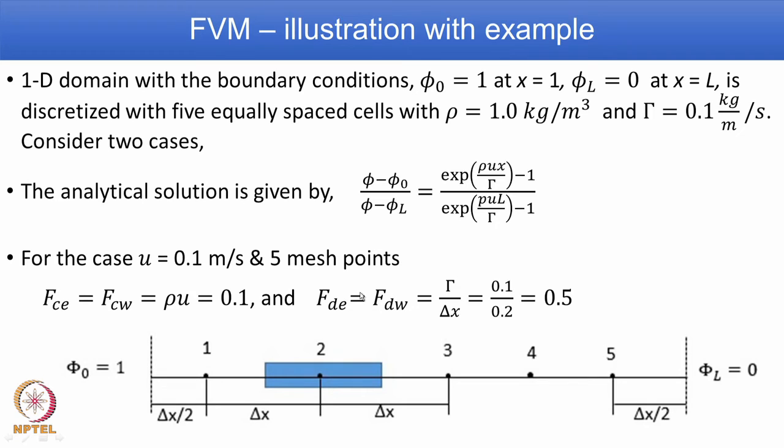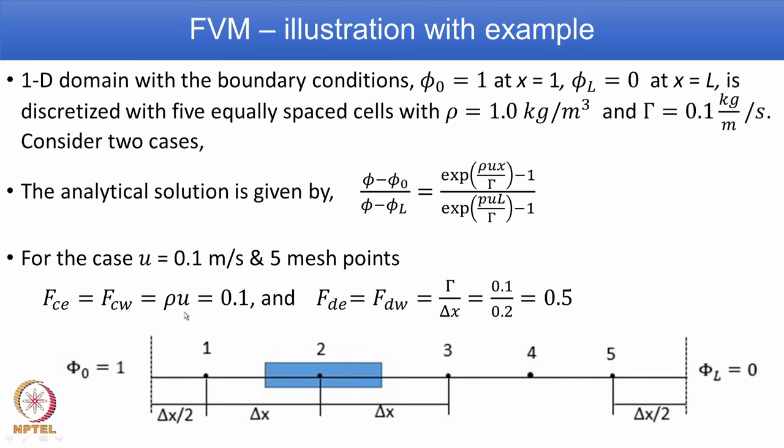Now, we take one of the cases, that is u equal to 0.1 meters per second and 5 mesh points. We calculate convective flux as well as diffusive flux. Convective flux is equal to rho into u. Rho is already defined as 1 kg per meter cube and u is 0.1 meters per second, so rho u you will get 0.1. Similarly, diffusive flux is defined as gamma by delta x. Gamma is 0.1, delta x is 0.2, and that is equal to 0.5.